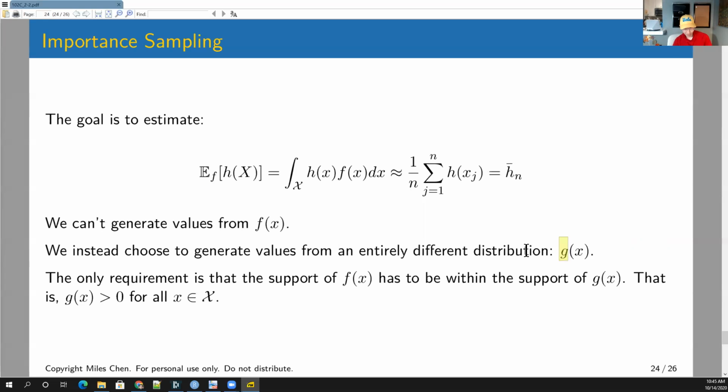All right, and right now the only requirement is that the support of f has to be fully contained within the support of g. That is, g is going to be greater than 0 wherever f is greater than 0. So if f is greater than 0, then g is also greater than 0. You can have spots where f is equal to 0 and g is greater than 0. That's fine. But the support of f has to be contained entirely within the support of g. That's the only difference.